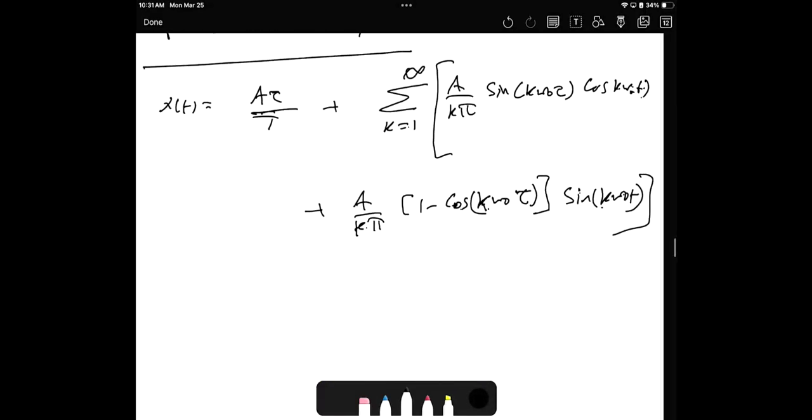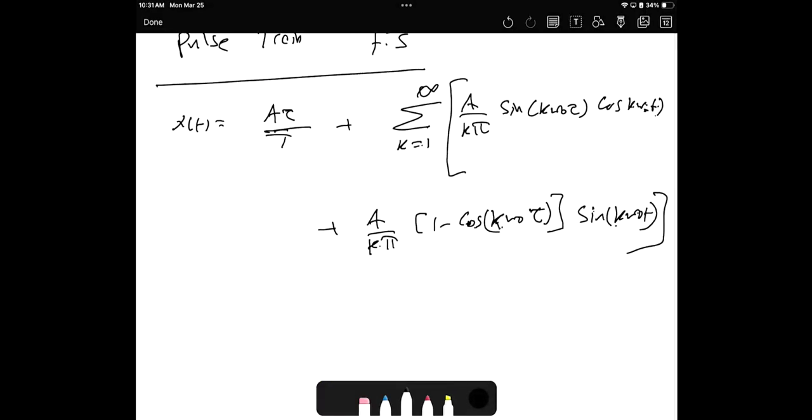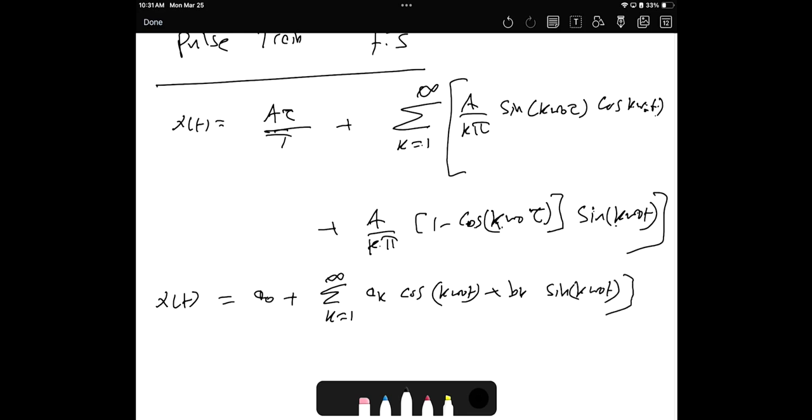Then let's do some comparison. Let's compare this with the original equation. The original equation is a naught plus the sum from k equals 1 to infinity of a k cosine k omega naught t plus b k sine k omega naught t. Now, the question is, can you determine the corresponding values of a naught, a k, b k? Make a comparison.